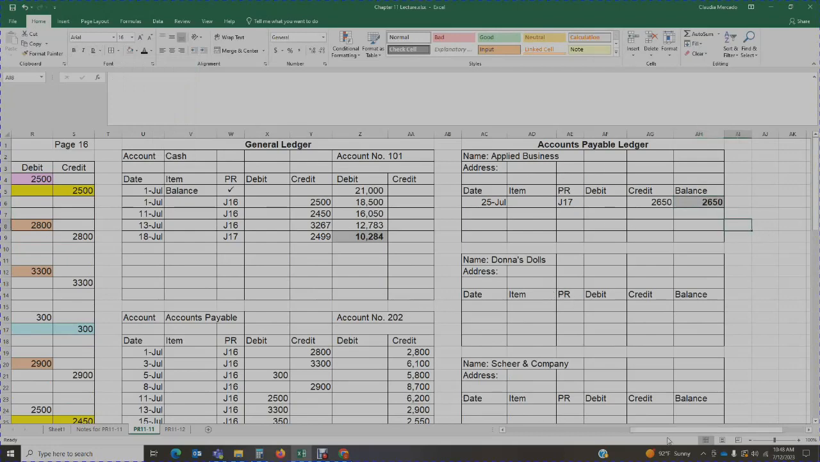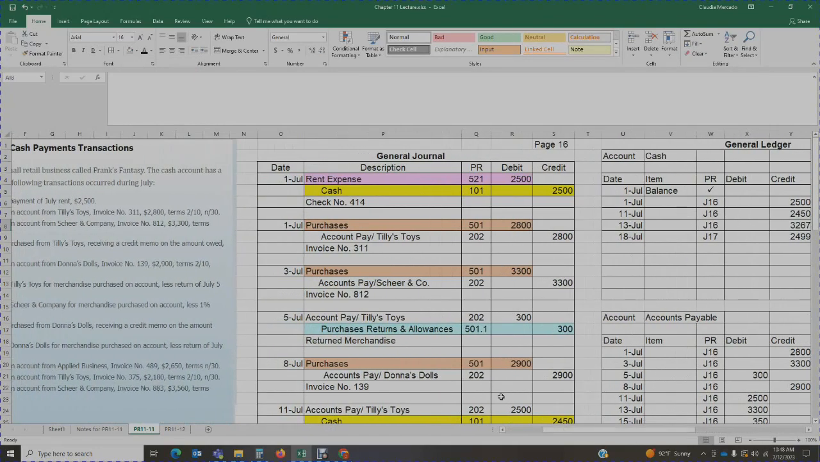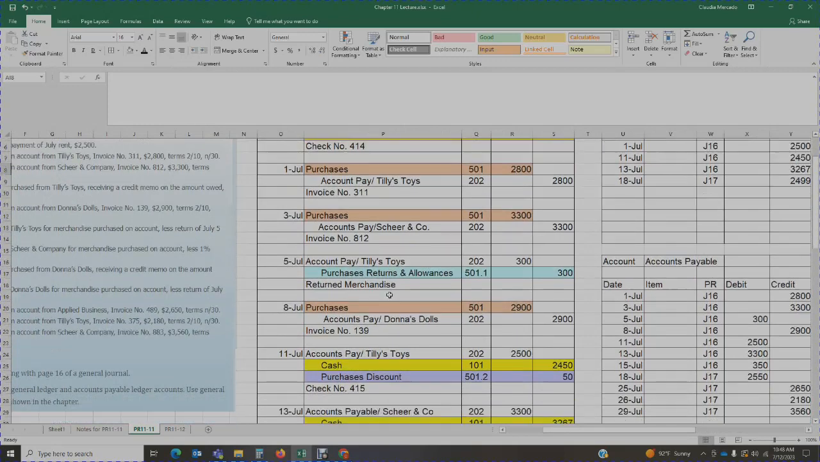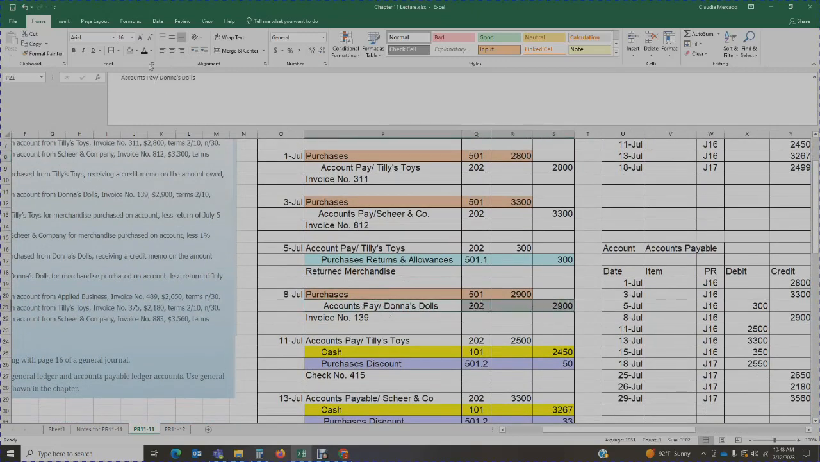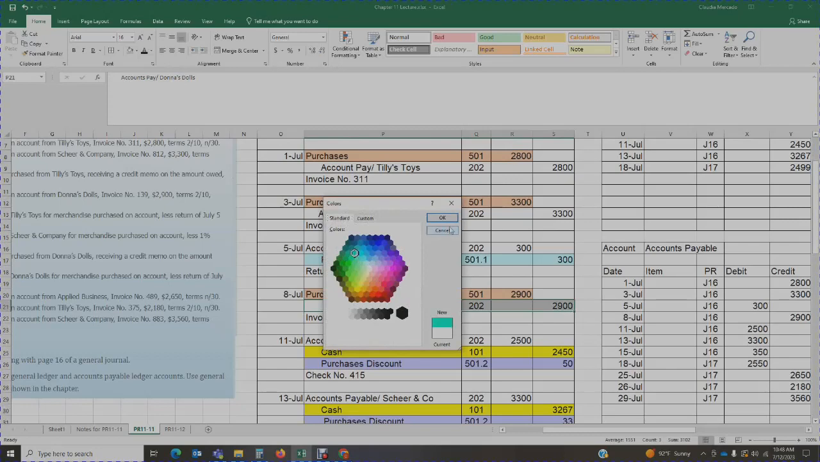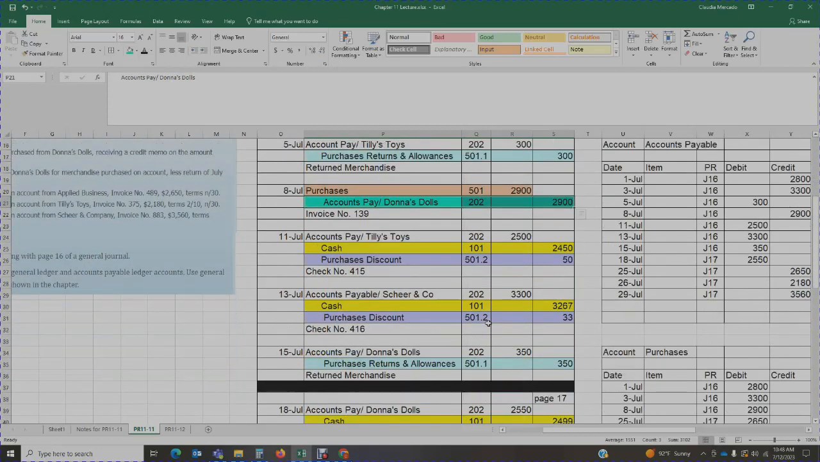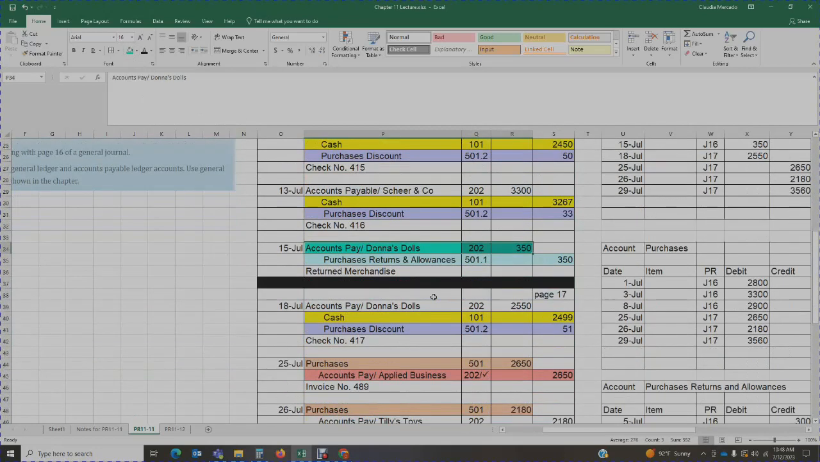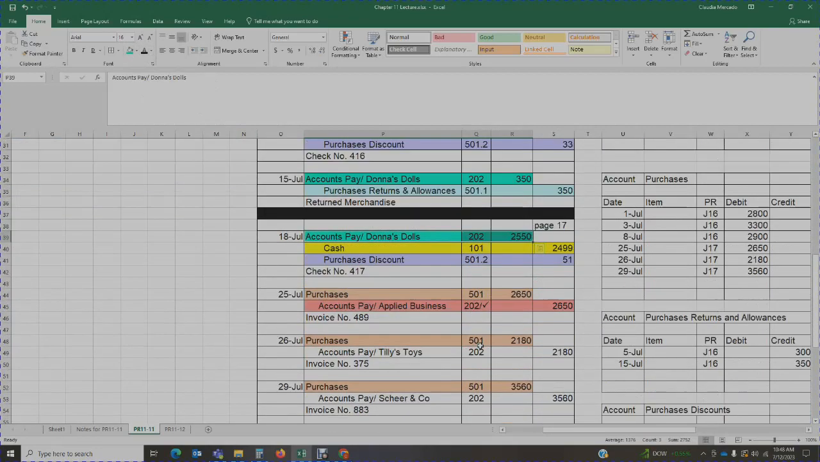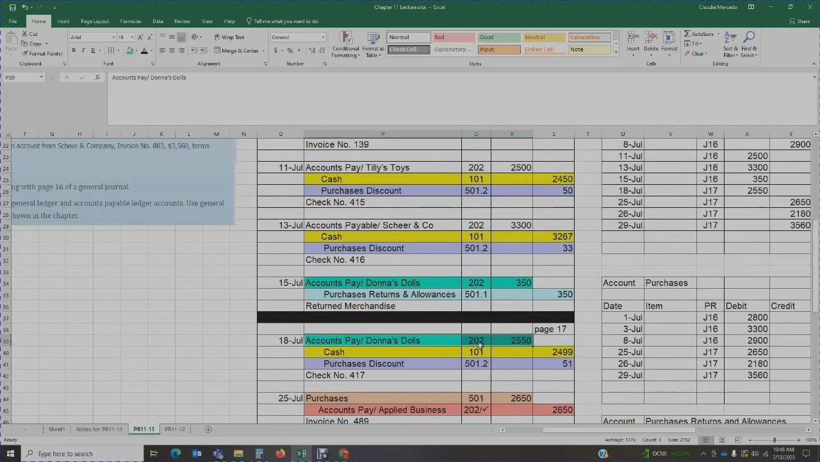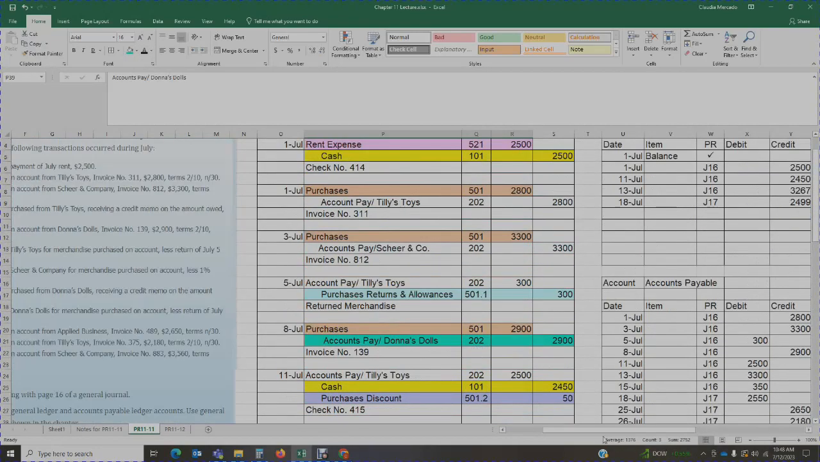Now I'm going to locate anything under accounts payable for Donna's Dolls. Okay, so we're going to locate accounts payable Donna's Dolls. We have one right there, and we've got another one right here, and another one right there. And that's it. So we've got 3 entries to the accounts payable for Donna's Dolls.